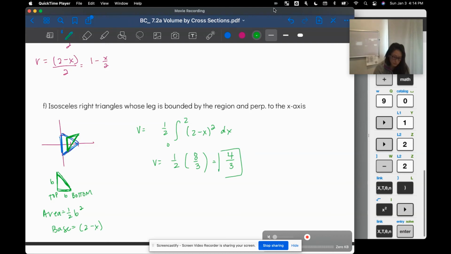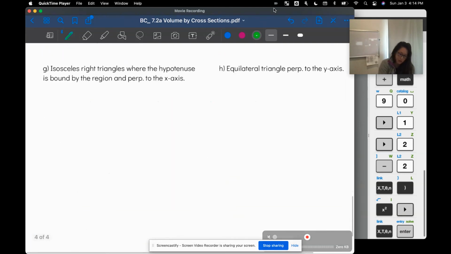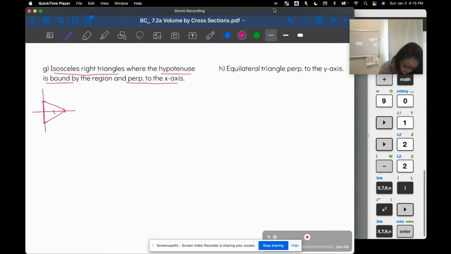All right, last two. Next, the cross section is going to be an isosceles right triangle, but this time the hypotenuse is defined by the bounded region. The cross section is going to be cut perpendicular to the x-axis. So this time, this line that is the bounded region is actually the hypotenuse.